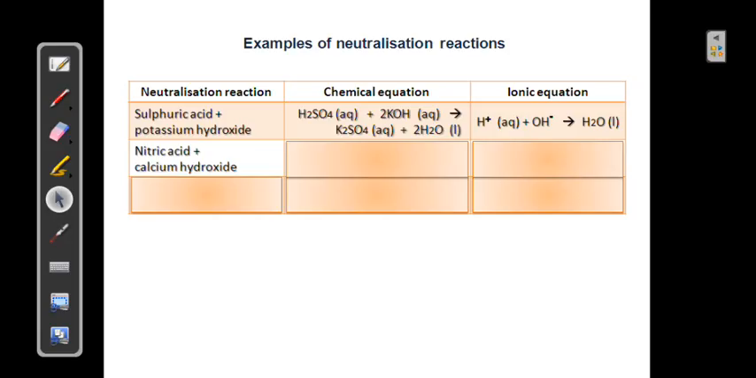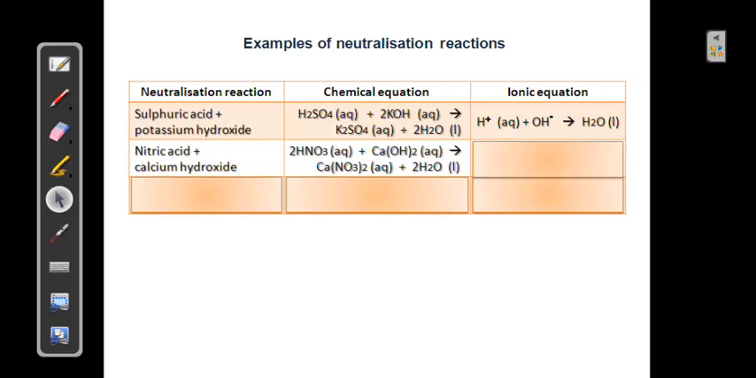Is it HNO3? That is nitric acid. What about calcium hydroxide? Ca(OH)2, right? So 2HNO3 aqueous plus Ca(OH)2 aqueous will react and produce Ca(NO3)2 aqueous and 2H2O liquid.